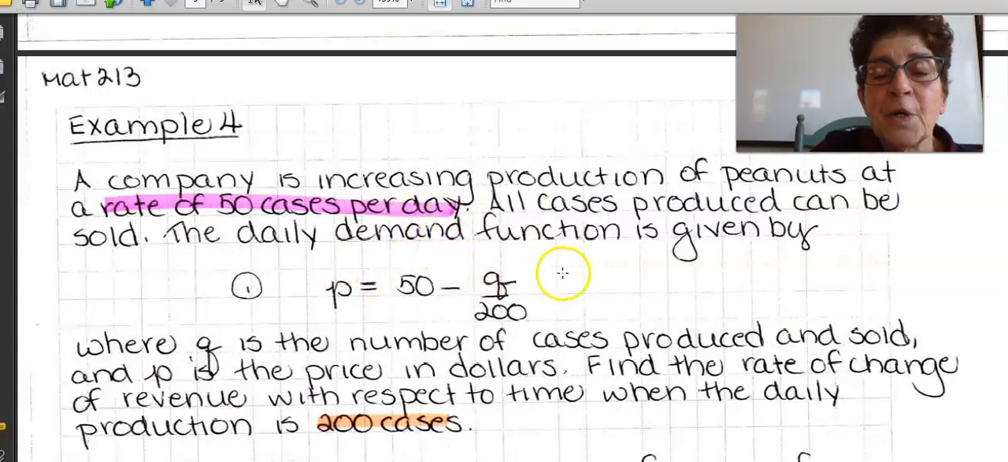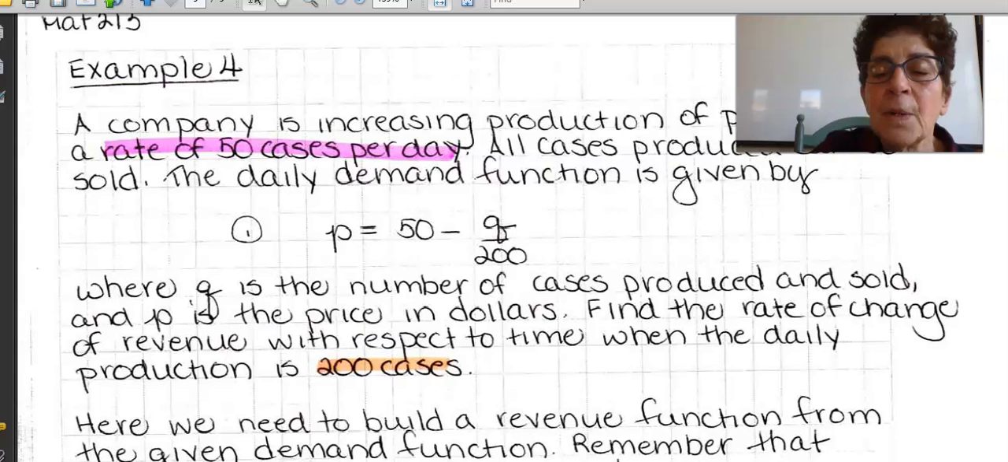So essentially we want to find the rate of change of revenue with respect to time when the daily production, which is going to be a Q value, is 200 cases. So they're asking us to find dR/dt, but we don't have a revenue function. We need to build one.